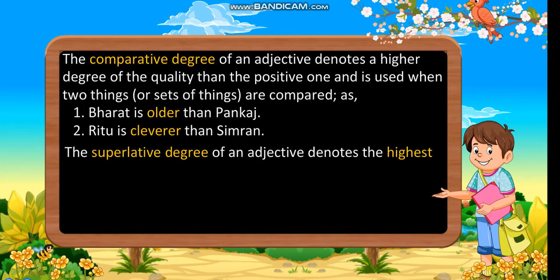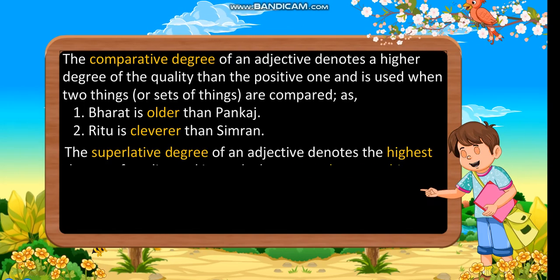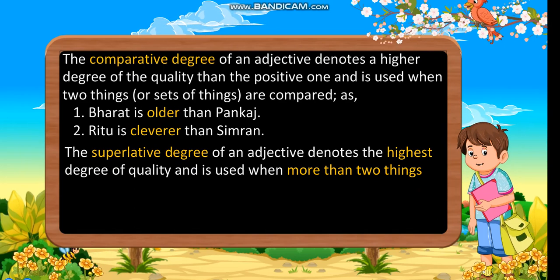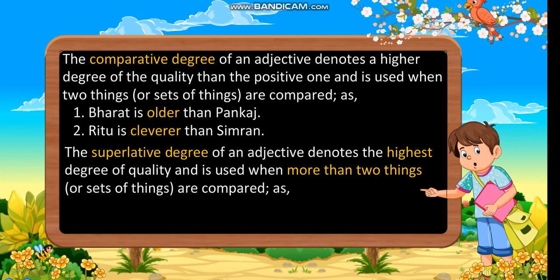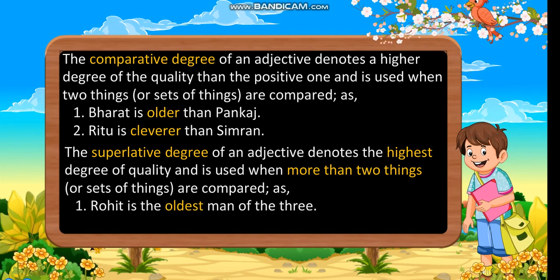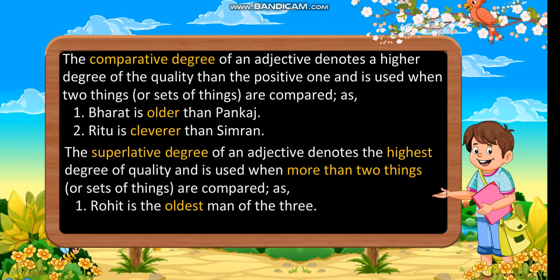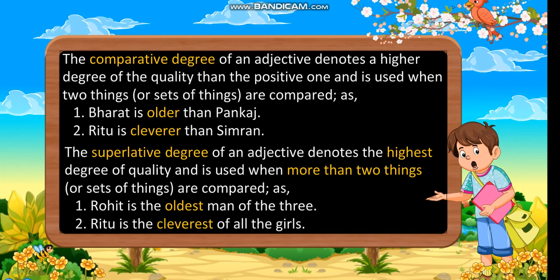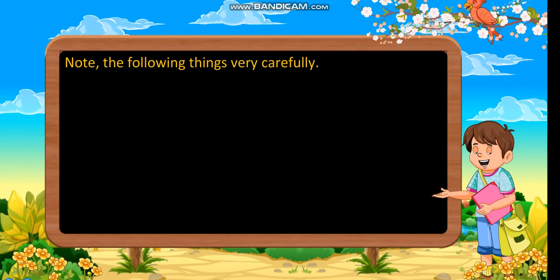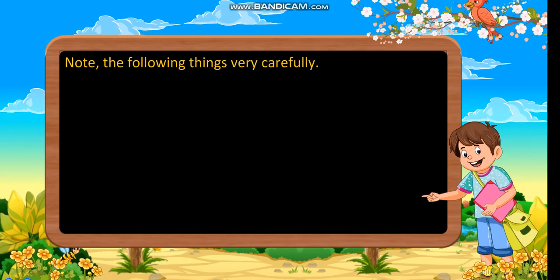The superlative degree of an adjective denotes the highest degree of quality and is used when more than two things or sets of things are compared, as: first, Rohit is the oldest man of the three. Second, Ritu is the cleverest of all the girls. Note the following things very carefully.